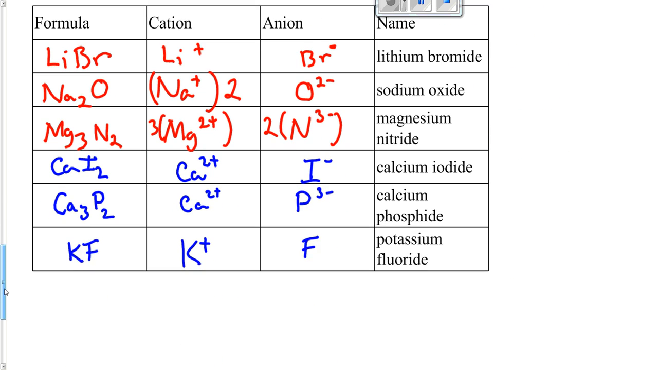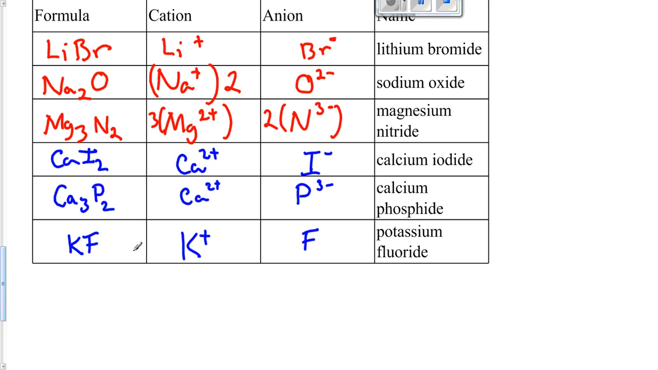And then if we scroll down here to the last table, you can see that iodide's a -1, calcium's a 2+, so you have to have 1 calcium and 2 iodides. Calcium phosphide here, you've got phosphide at a -3, calcium at a 2+, so you need 3 calciums and 2 phosphides. And then finally potassium fluoride. Fluoride is a -1. Didn't show that there, sorry. And potassium is a +1, and you end up with KF. And that concludes the first lesson on naming ionic compounds.